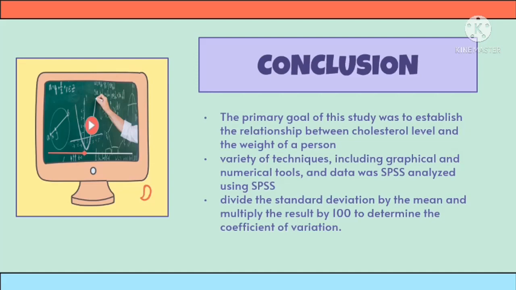We must divide the standard deviation by the mean and multiply the result by 100 to determine the coefficient of variation. More consistency is implied by less relative variation than by bigger relative variation. We could do more than merely collect data. We could make various graphs based on the information we have gathered.